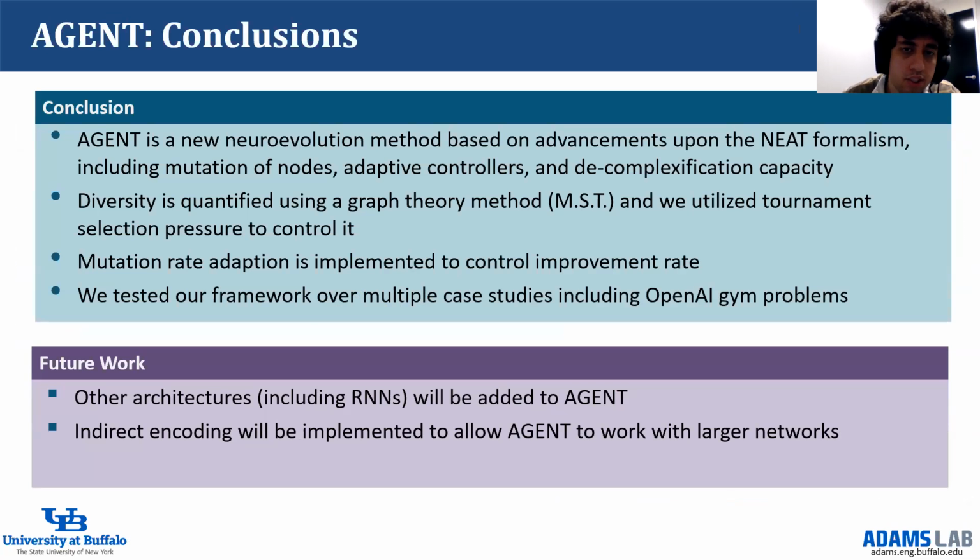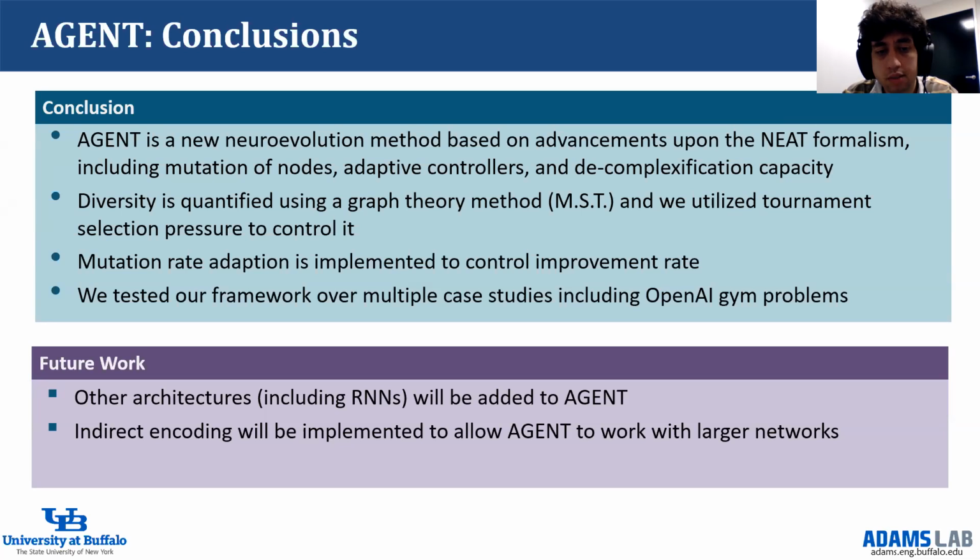So as a conclusion, this agent was the method we used, based on NEAT formalism, and we also made a diversity quantification using a minimum spanning tree. We adaptively controlled the mutation rate and selection pressure. And we also tested on different problems, including OpenAI problems and this swarm problem, which was the most complex problem. We used the agent for that.